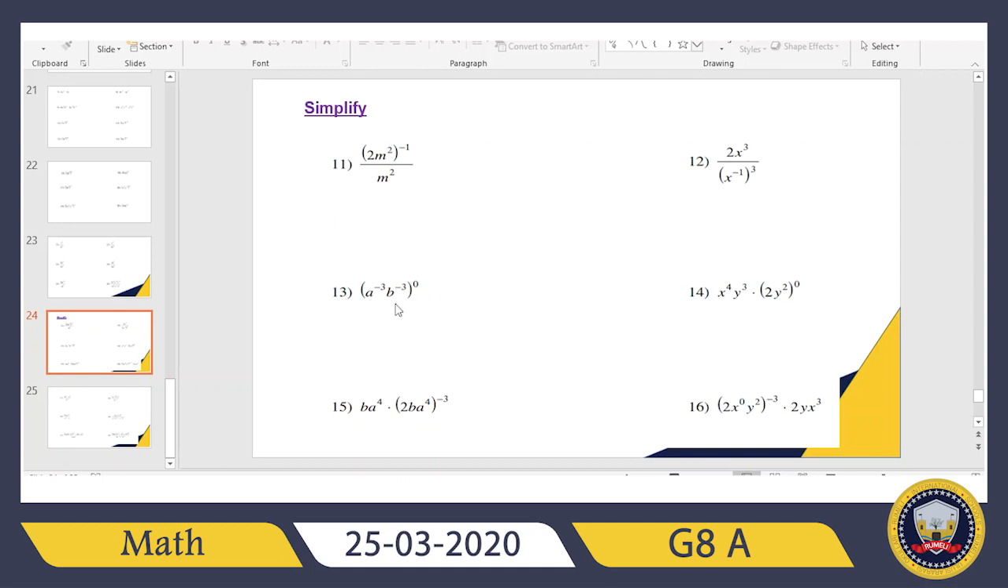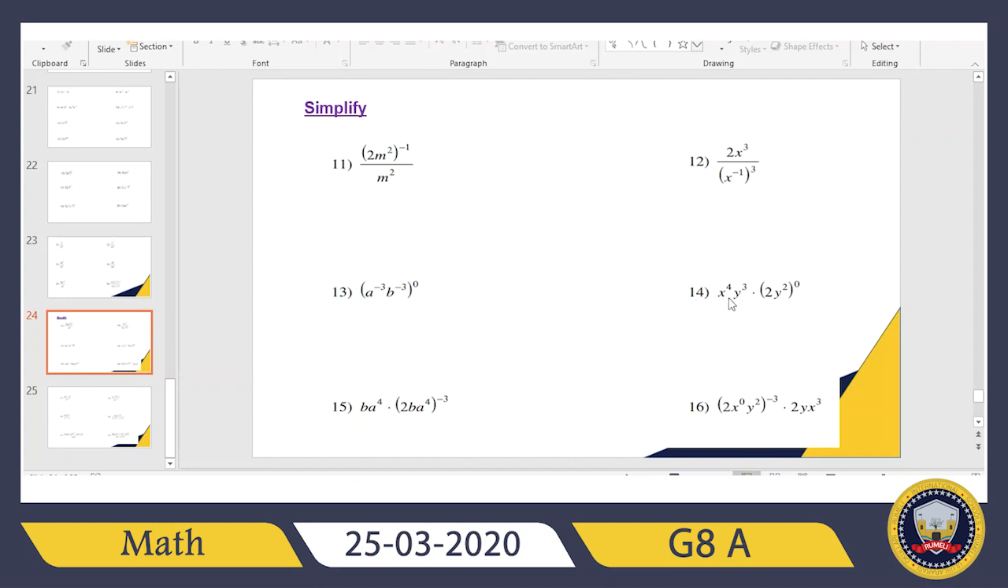The third one is very easy. We said that anything to the power of 0, the answer is 1. So this is the easiest one we can do. Anything inside the bracket to the power of 0 equals 1. So this problem is very easy.